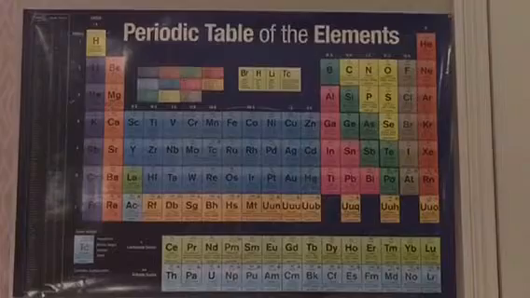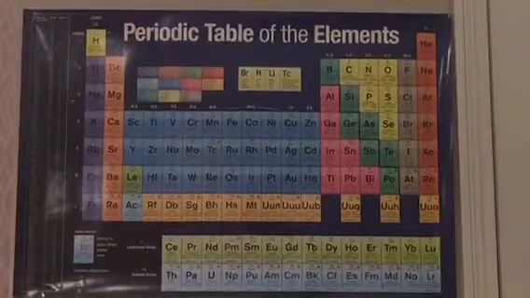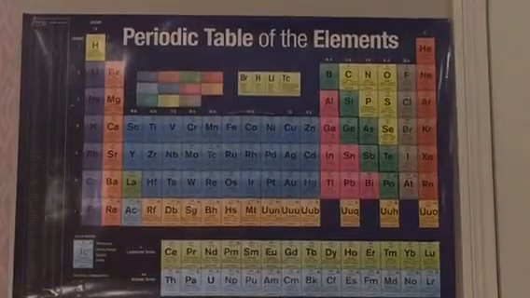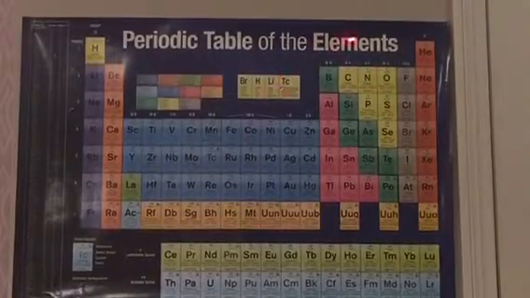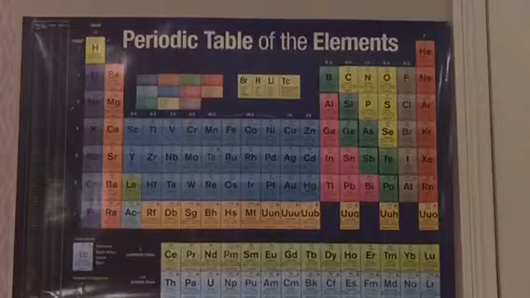These are brittle, cannot be rolled into wires, and do not conduct electricity or heat very well. Oxygen and nitrogen are gases at room temperature, and carbon is a solid at room temperature.